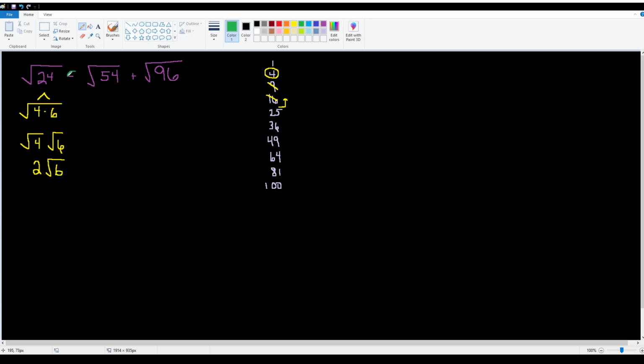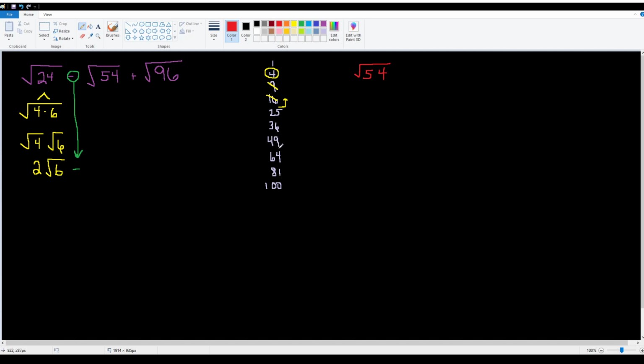Don't forget, take your sign, just drop it all the way down. So this is going to be minus. Now we're going to simplify the next one, square root of 54. I'm going to do that over here just so we have a little bit more room. So the square root of 54.